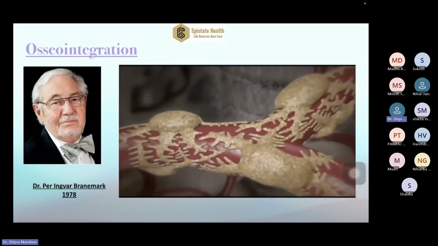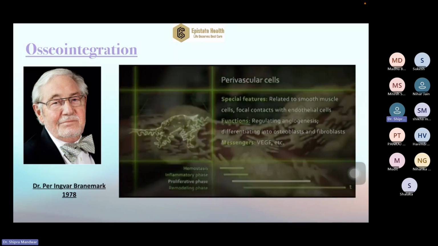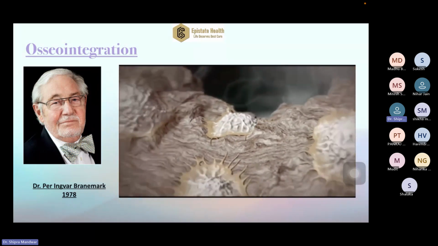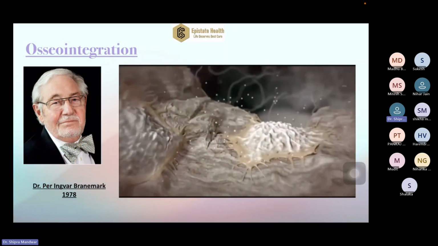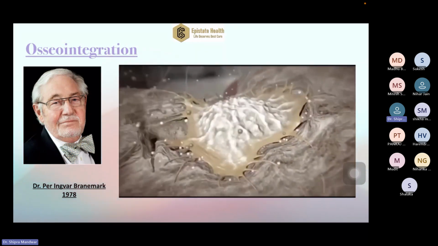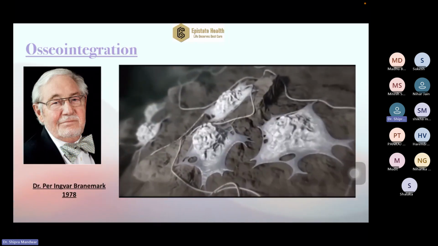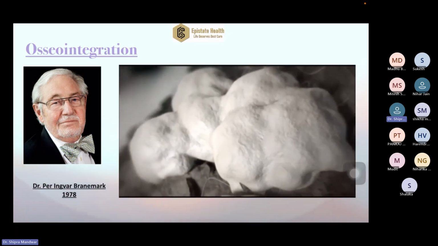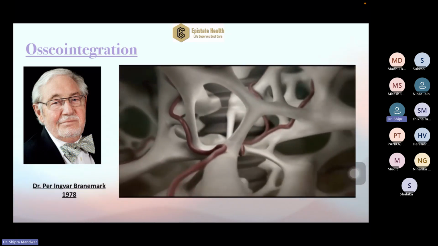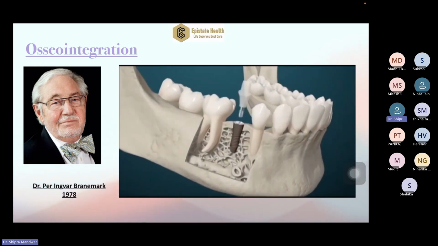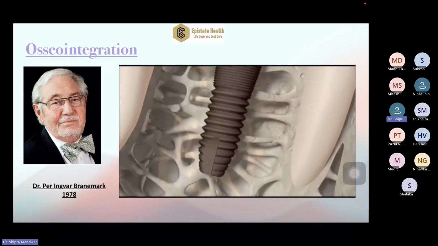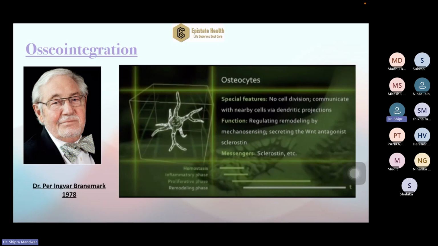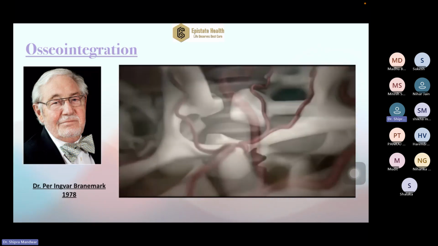Now the process starts where the bone is going to adhere to the implant. The perivascular cells lead to the neovascularization, that is formation of new blood vessels. Osteoclasts and osteoblasts play the important role by remodeling, and we have now the primary stability of the implant where the bone is deposited and the implant is integrated. Now comes the remodeling phase, that is, when we load the implant, there's again osteoclastic and osteoblastic activity with the help of osteocytes, and then we achieve our secondary stability.